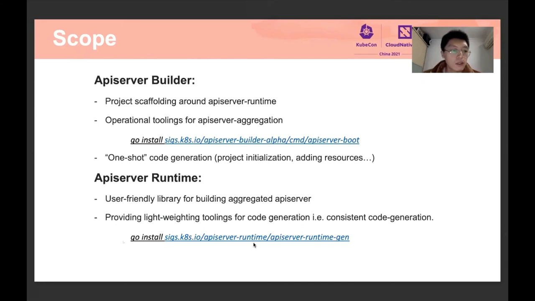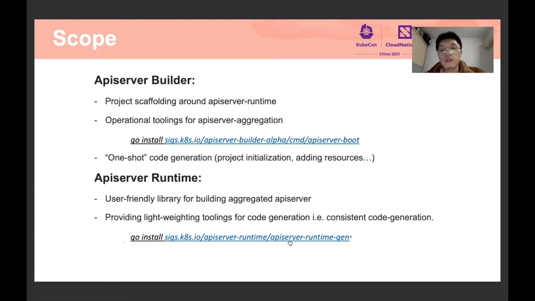As for the scope of API server runtime, it's aiming at being a user-friendly library for building aggregated API servers. It also provides lightweight tooling for code generations, which is the consistent code generation. Compared to the API server builder, which does one-time things, in the API server runtime the code generation is actually referencing the original code generators such as deep copy generator and conversion generator, client generator, informer and lister generators.